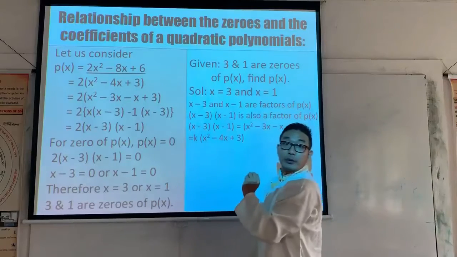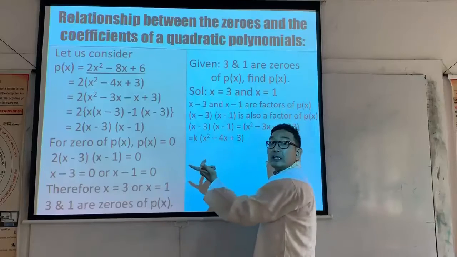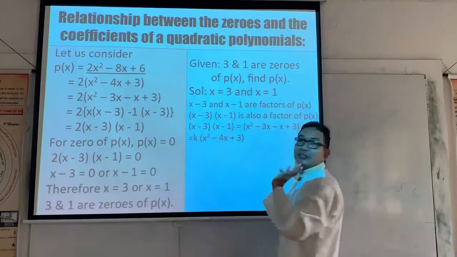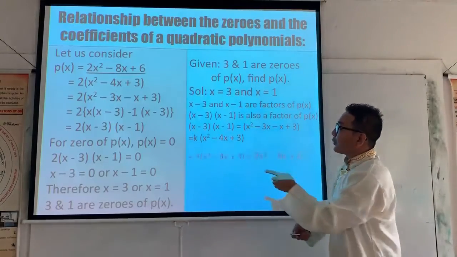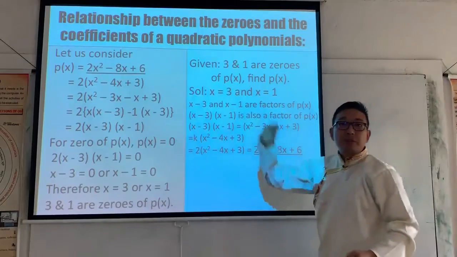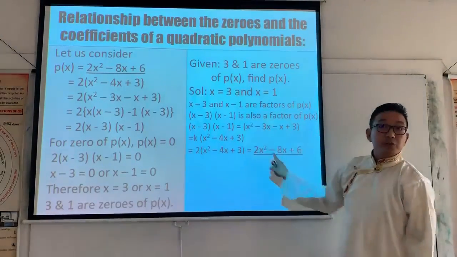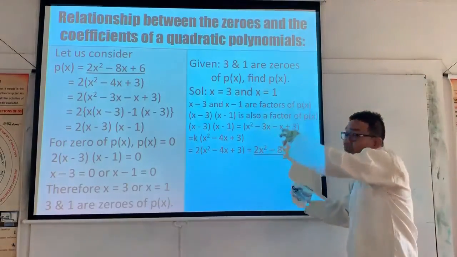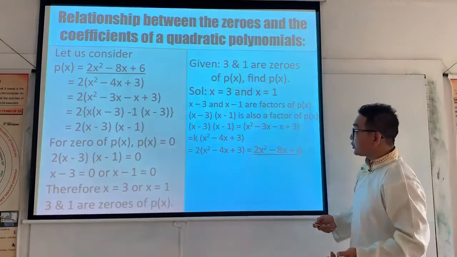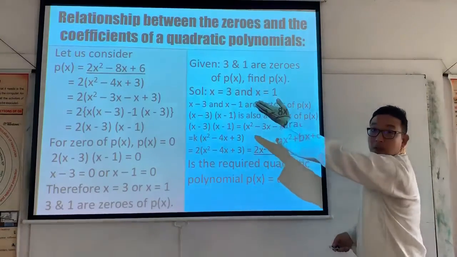So this is the required quadratic polynomial, and the answer is in the general form.